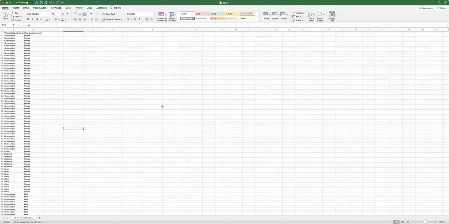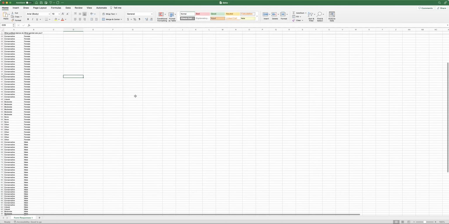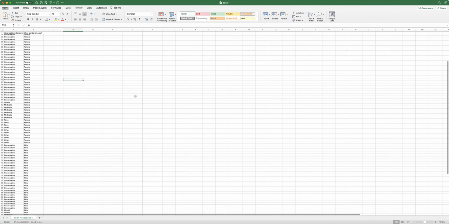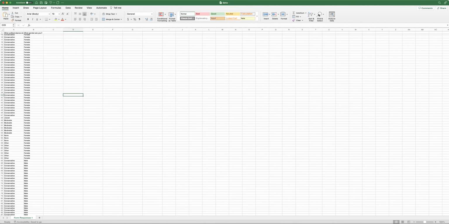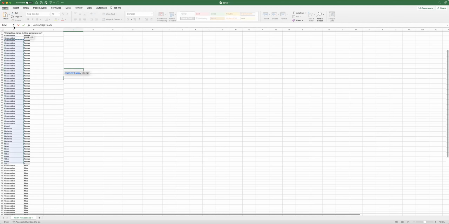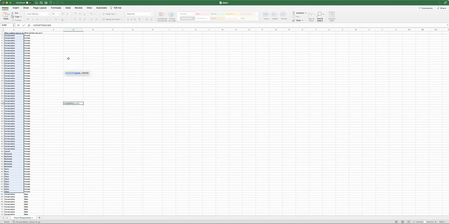So in this data sheet, I've consolidated it so that all of the female students have their entries first, followed by the male students. And we need to find out how many female students there are and how many identify as conservative, and how many male students there are, and how many of them identify as conservative. So we're going to use the countif feature. We're going to count how many from this range are conservative.